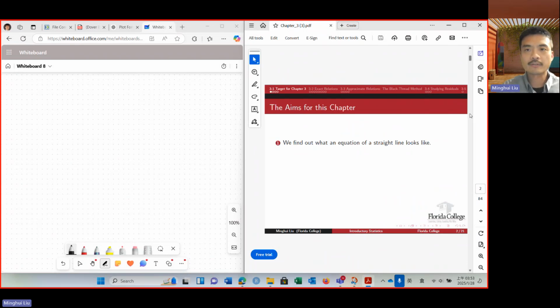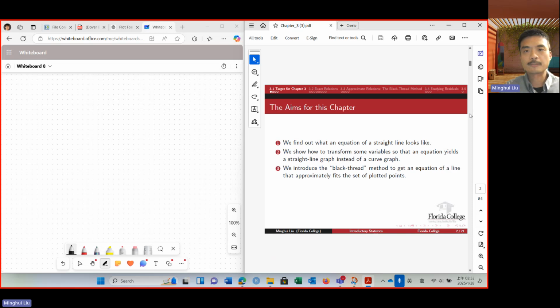We have several aims, and first of all, we're going to introduce, or for most of you, review, what an equation of a straight line looks like. And then we'll talk about how to transform some variables so that an equation yields a straight line graph instead of a curved graph. What I mean by that is the graph of many functions are curved. However, we can introduce new variables to make them straight lines. We'll talk more about this.